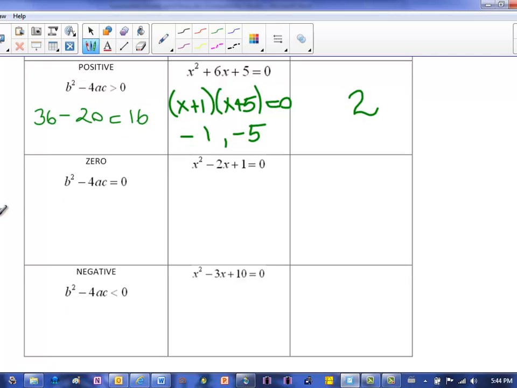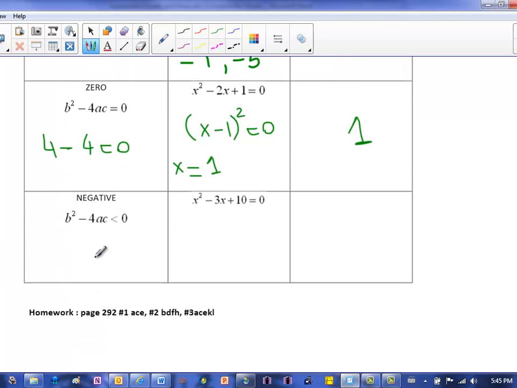What happens when the discriminant is 0? Well, I can notice from this example that I do have a perfect square, which is x minus 1 squared equals 0. In this case, I only have one root, or one possible solution, which is x equals 1. So, when the discriminant is 0, I only have one possible root. Let's check. b squared is 4, minus 4ac, which is 4. It is definitely 0.